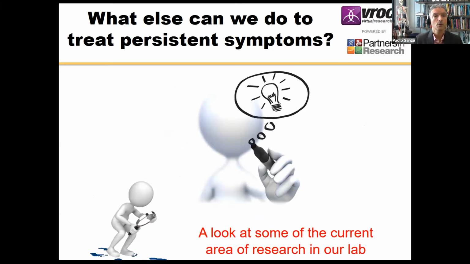What else can we do to treat persistent symptoms? Well, that's what we do in my lab. As a research scientist and as a clinician, we look at different types of treatments that can be used to help people with concussions. We also look at different ways of trying to recognize how concussions can be examined and what we can do for it. So now what I'd like to do is take you through my lab, and I've got a couple of videos that I'd like to show you guys.